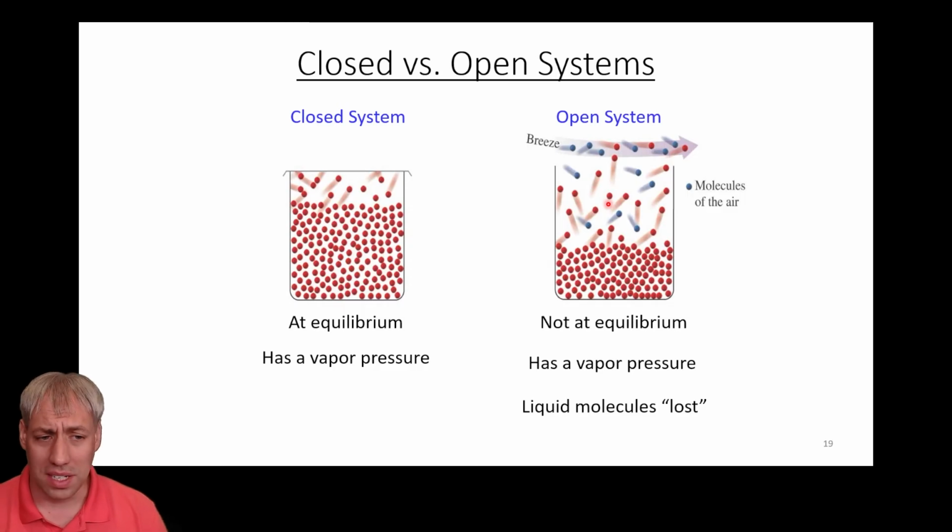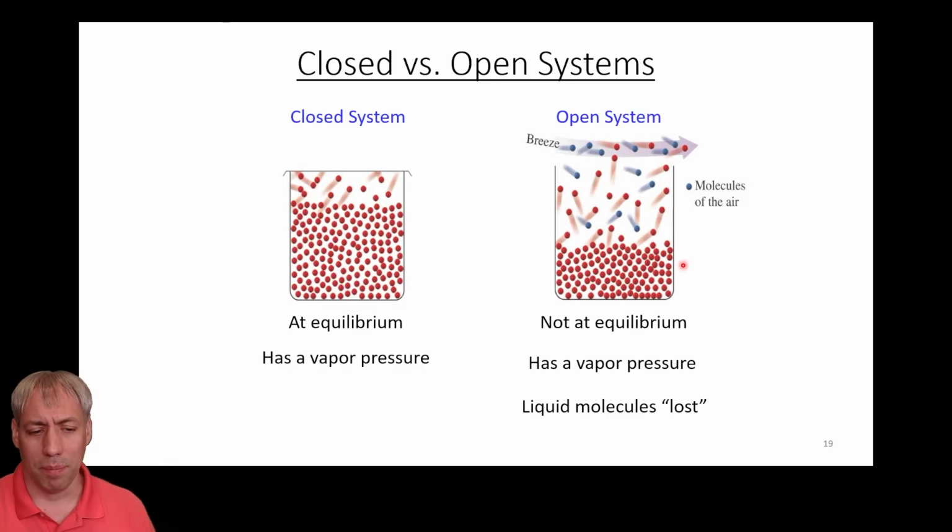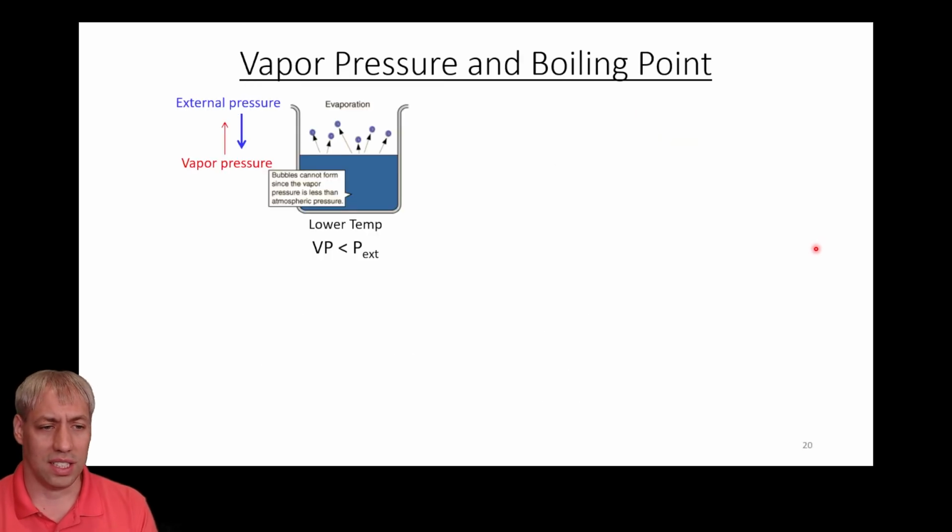Now, if you do an open system, that completely breaks that vapor pressure relationship because molecules go out, but mostly they don't go back in. And so it's not at equilibrium. There is vapor pressure, but it's not an equilibrium condition. Those molecules are effectively lost to the system. But in this open system, this is where we get boiling.